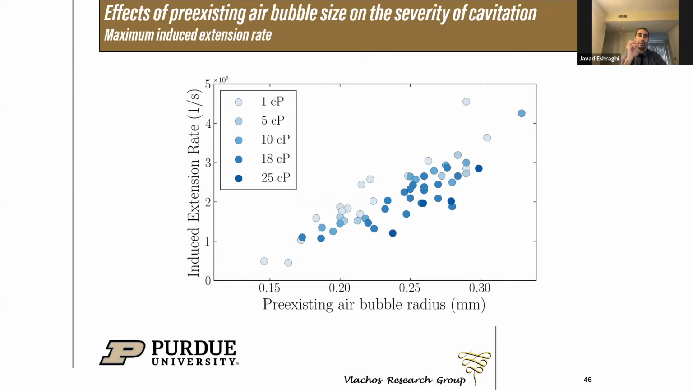Thus, another parameter that we studied was the size of these pre-existing air bubbles inside the syringe. For this investigation, we used the existing data from all 3 cases to generate this plot. This plot illustrates the correlation between the size of pre-existing air bubbles and their induced extension rate upon collapse. The results indicate that as the pre-existing air bubbles become larger, they generate a larger extension rate upon collapse.